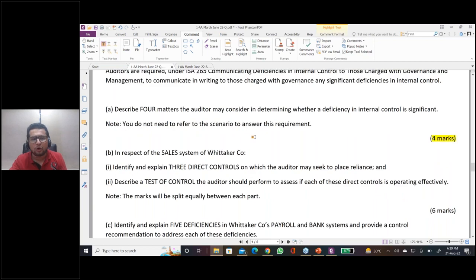Part A is up for 4 marks, and what about part A? It's a straightforward bookish knowledge based question. Describe 4 matters the auditor may consider in determining whether a deficiency in internal control is significant. What makes a deficiency a significant deficiency? And you do not need to refer to the scenario. You are not supposed to refer to the scenario. What do we call it then? We call it a straightforward bookish knowledge question.